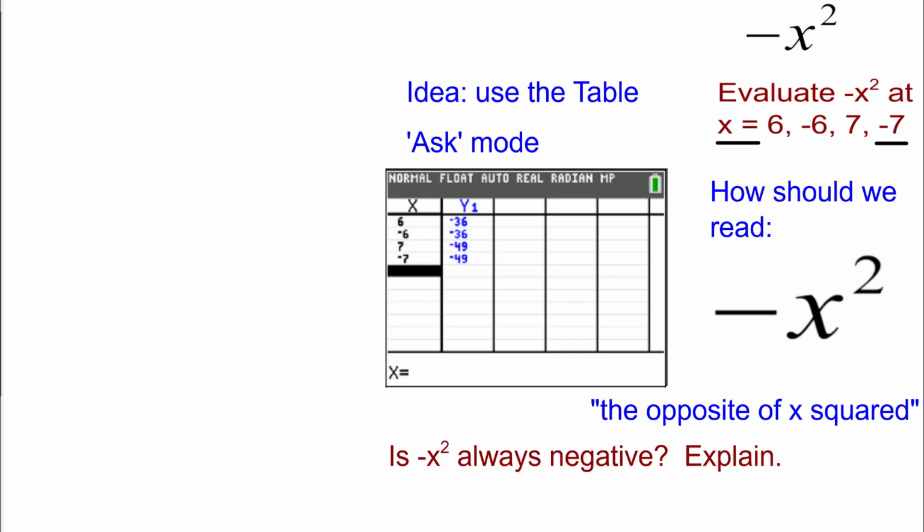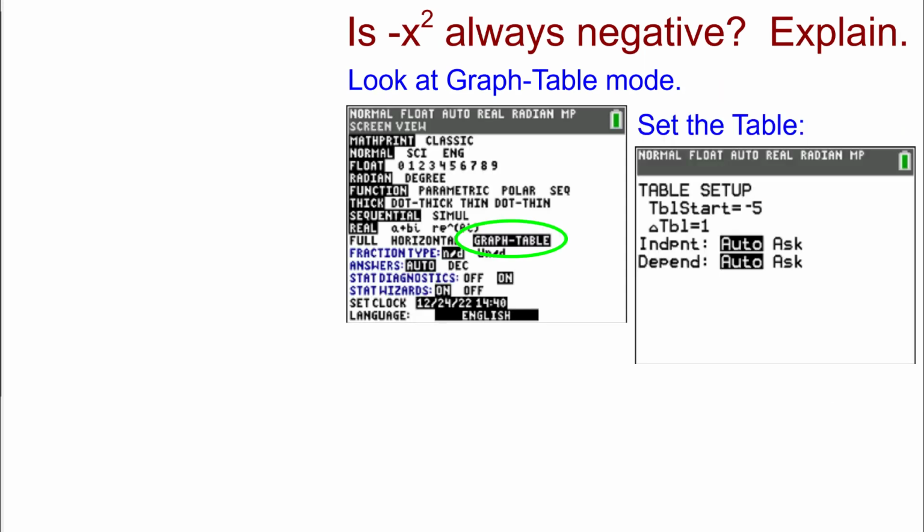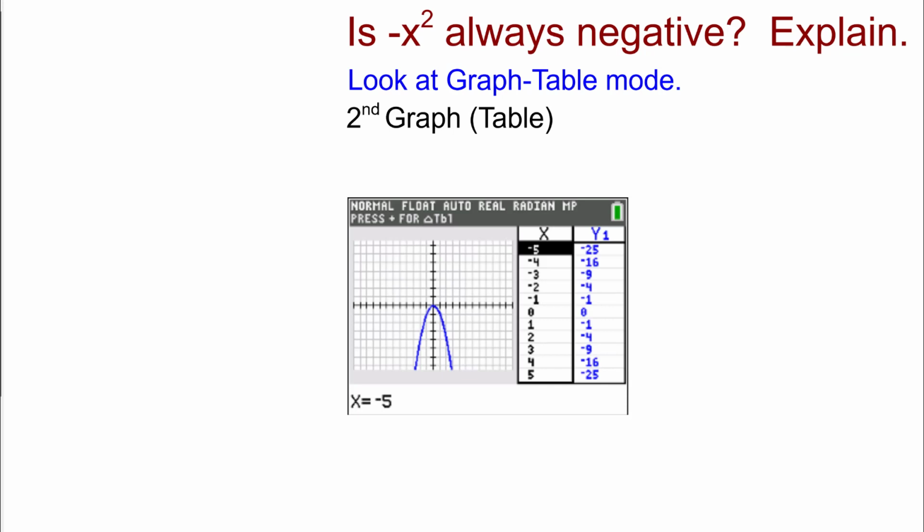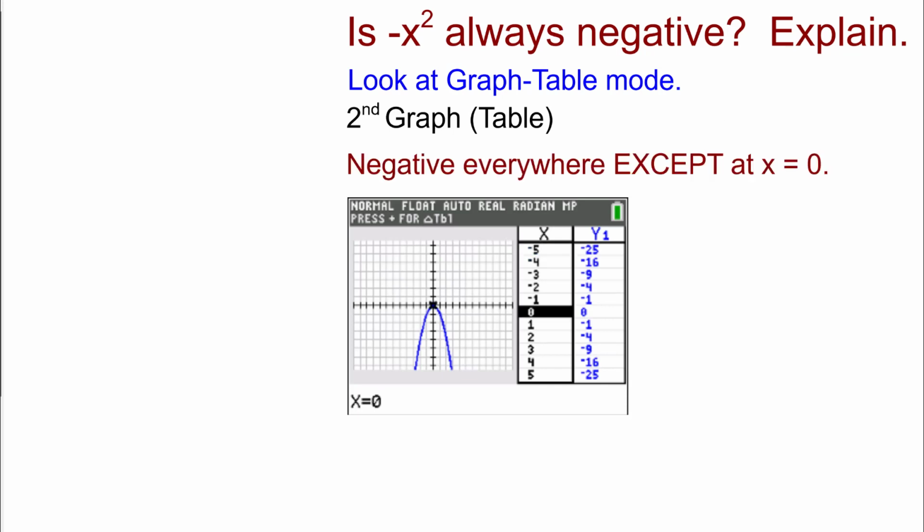Is that always negative? Well, looking at the graph table mode, you can actually graph and see the table at the same time. And for almost all of them, it is true except at 0.